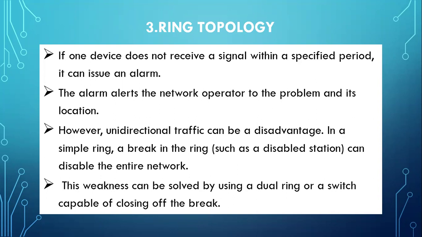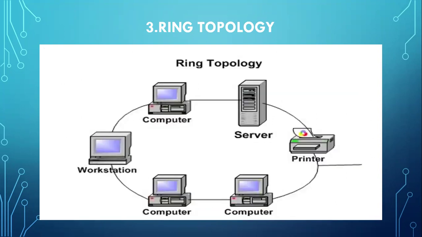However, unidirectional traffic can be disadvantageous, since in a simple link, a break in the link, such as a disabled station, can disable the entire network. This kind of weakness can be solved by using a dual link or a switch capable of closing off the break to ensure a continuous flow throughout the topology. This is a simple illustration of how a link topology works. So that's all about this link topology.